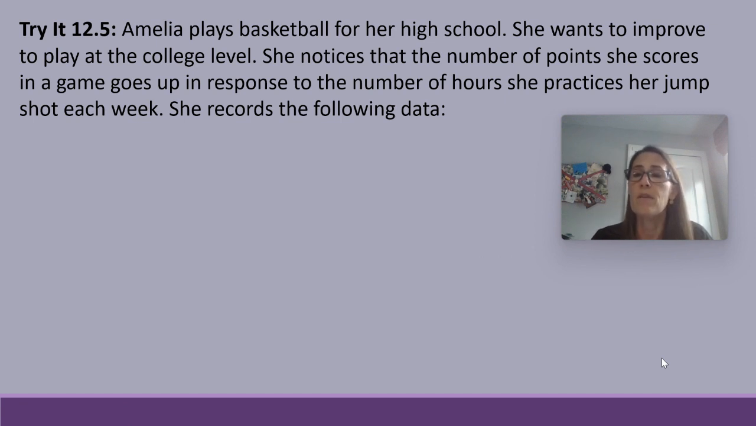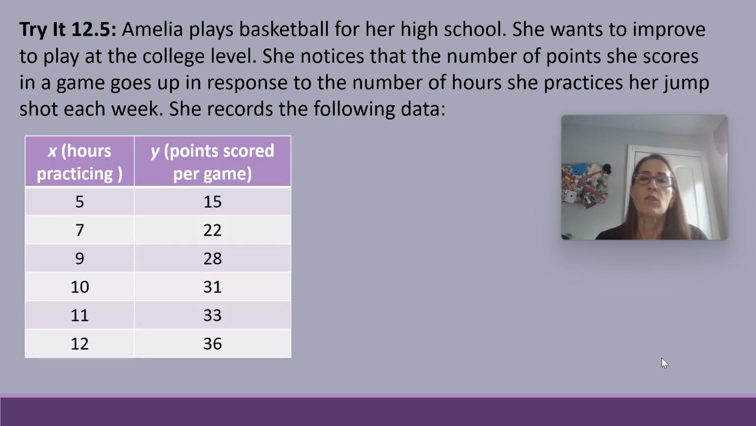She notices that the number of points she scores in a game goes up in response to the number of hours she practices her jump shot each week. She records the following data. So X is the number of hours she spends practicing. That's independent. And then the points scored per game changes depending on how many hours she practices. So Y is the dependent variable and X is the independent variable.